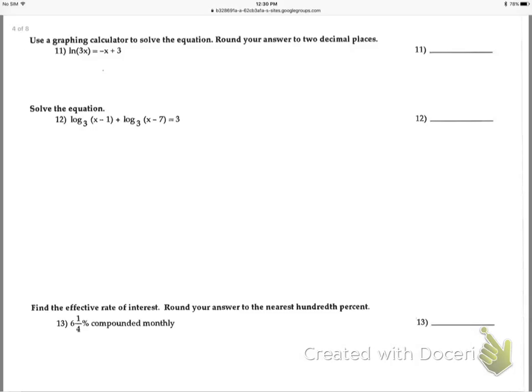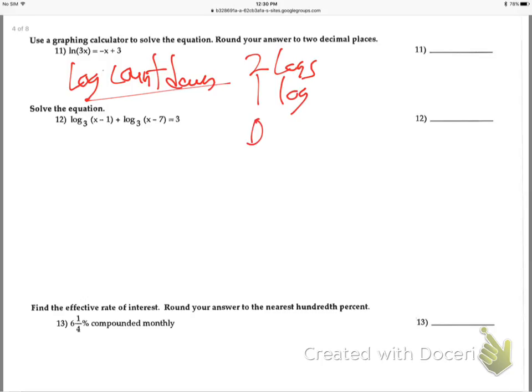All right, number 12. We've got to get through 12 and 13. Time is running. What do we do when we have a couple of logs? Yeah, use the properties, the rules. I called it the log countdown to help you remember. It's going to be 2 logs, 1 log, no log.